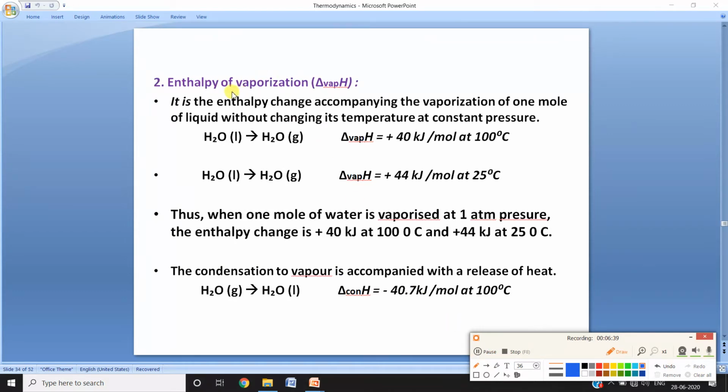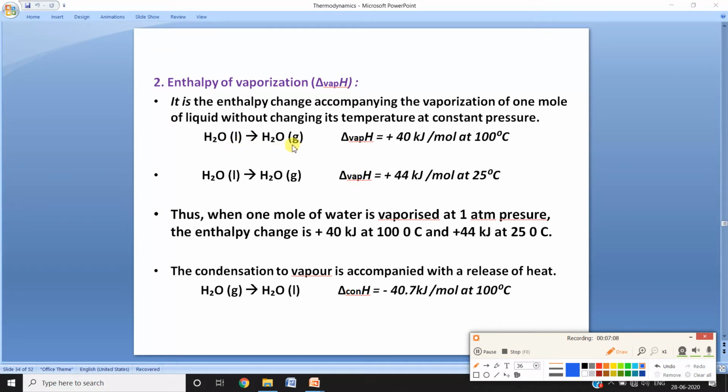Now, in case of enthalpies of phase transition, our next concept is enthalpy of vaporization. Students, enthalpy we know. What is vaporization? It is a process in which vapors are formed. That is called vaporization. So, in vaporization, liquid converts into gaseous state, meaning vapor state.